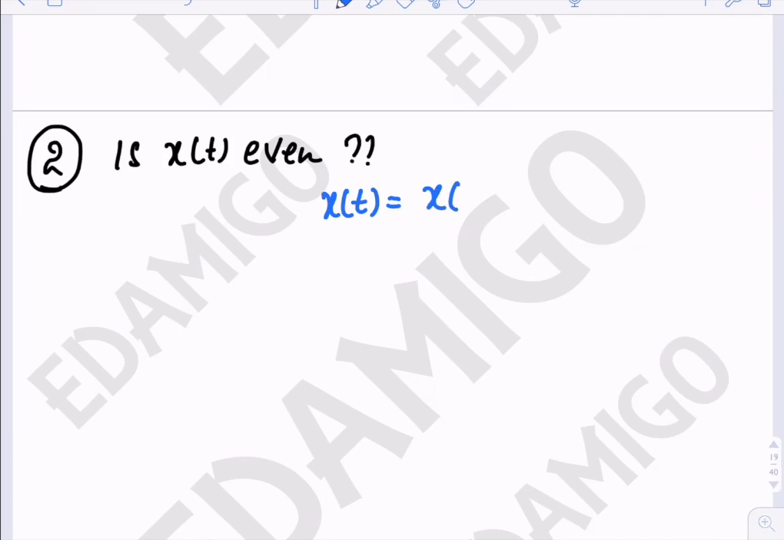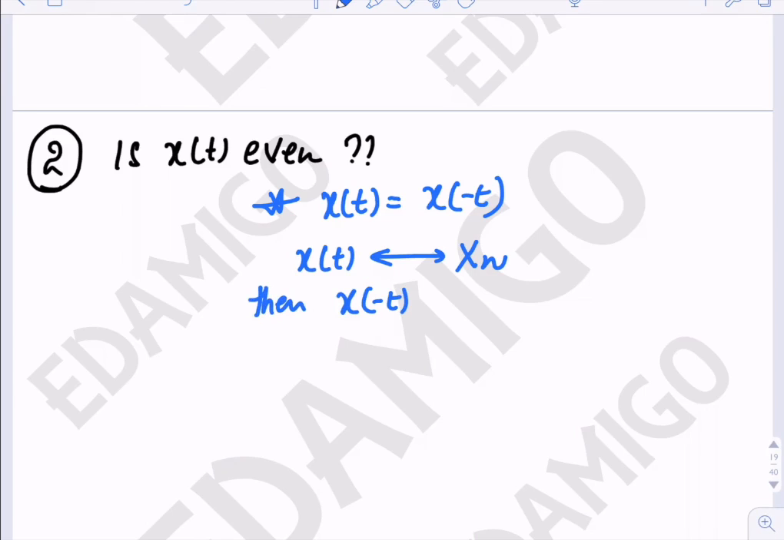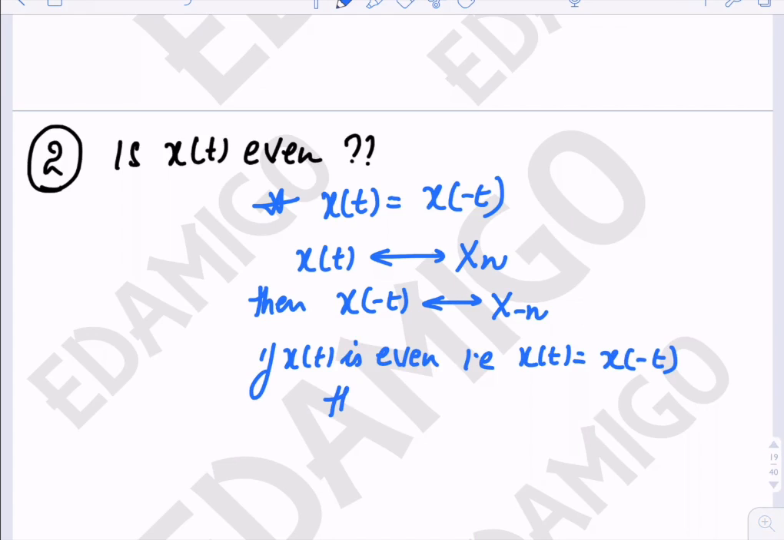Now let us see the second part of the question. The second part is, is the signal x(t) even? As we know, when signal x(t) is even, x(t) is equal to x of minus t. Now if x(t) has exponential Fourier series coefficient x_n, then x of minus t has the exponential Fourier series x of minus n. Now if x(t) is even, that is x(t) equals x of minus t, then we need x_n equals x of minus n. That is, the exponential Fourier series coefficient should also be even.